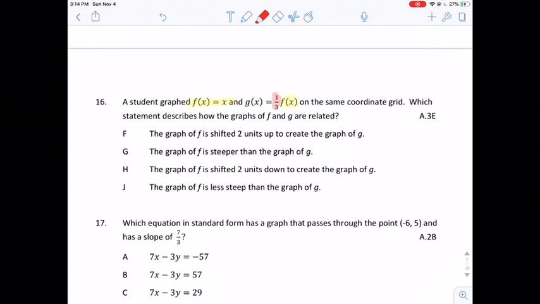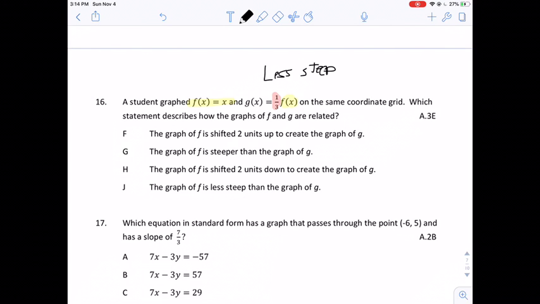So I'm going to start reading the choices. I know that because it's multiplying times a fraction, the slope of g of x is going to be less steep. I'm going to say less steep. And f of x is going to be the steeper one. Okay, so answer choice F.